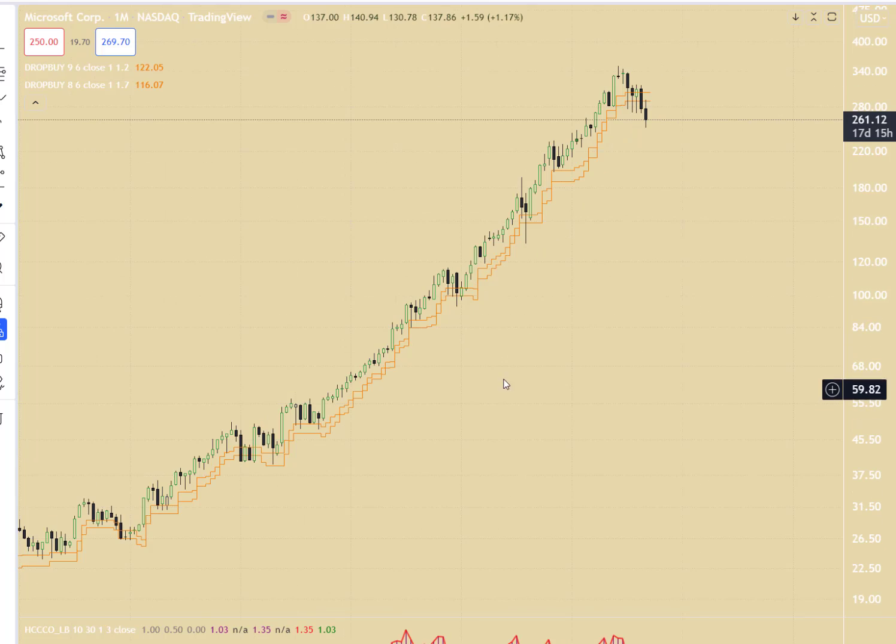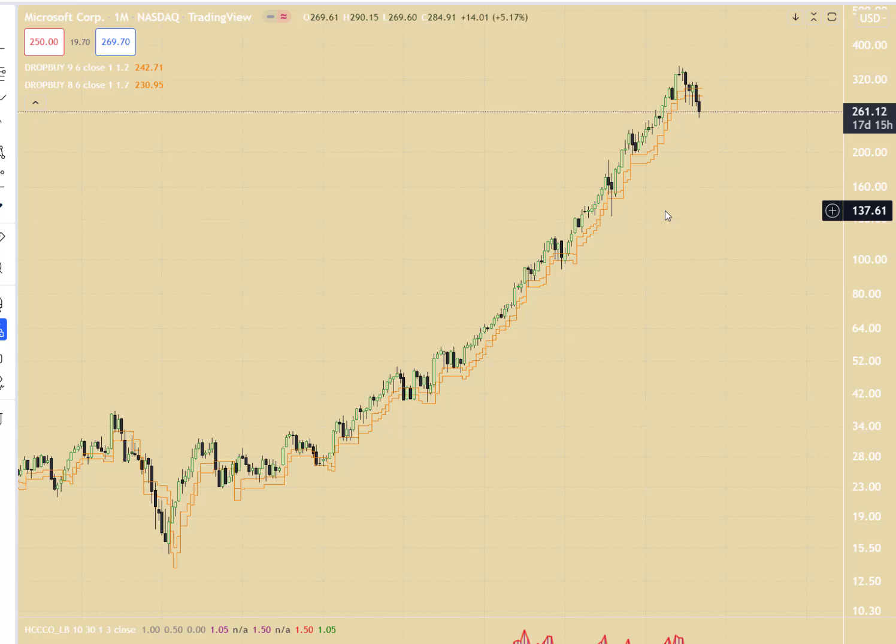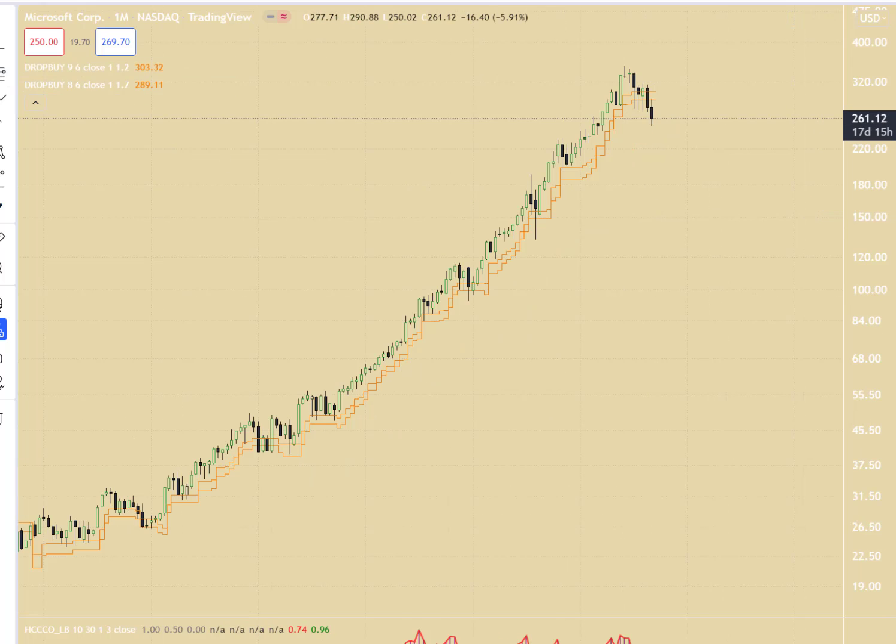I'm not quite willing to call this one. We've also dropped below the monthly here, which is a great indicator. When you're in a strong uptrend, you catch that monthly low. We've dropped below that, so we may see a couple more months of downtrend in Microsoft.